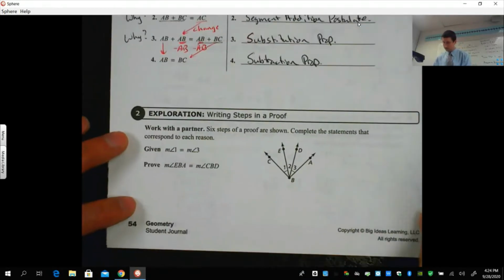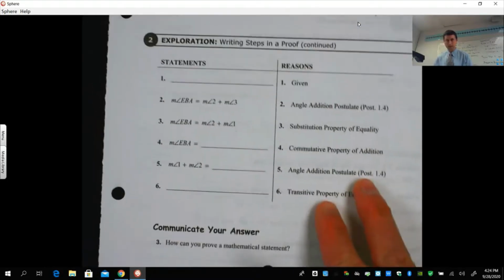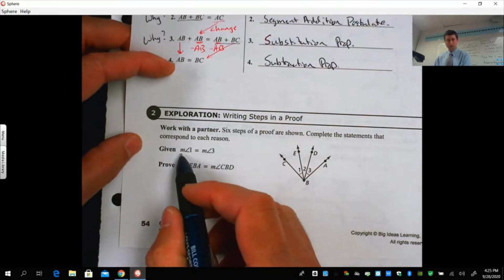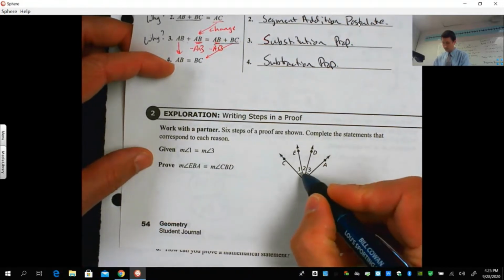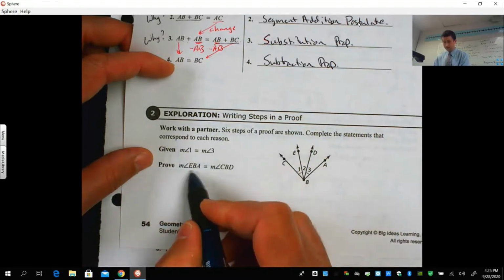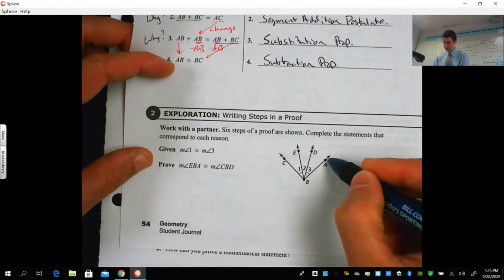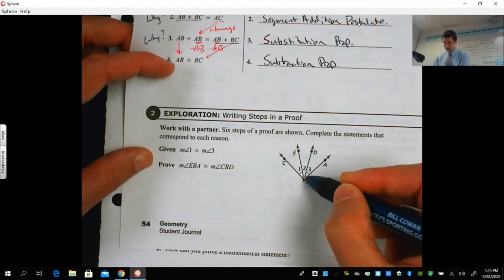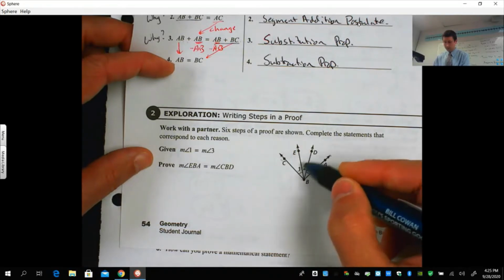Okay, this goes on into page 55, but here's the diagram. Six steps of a proof are shown. Complete the statements that correspond to each reason. Here's our given: the measure of angle 1 equals the measure of angle 3. You see the arcs there? 1 and 3 are the same. They want us to prove the measure of angle EBA equals the measure of angle CBD. So EBA, that is 2 plus 3, equals CBD, that's 1 plus 2.